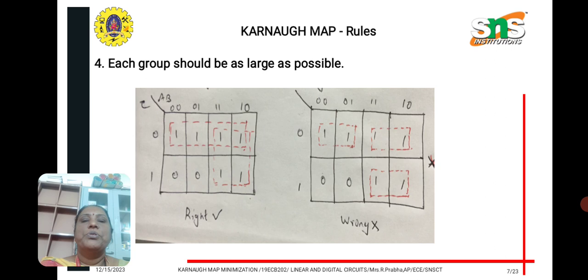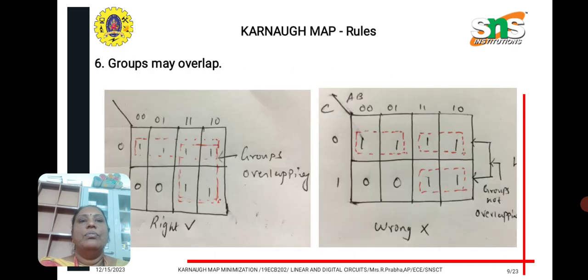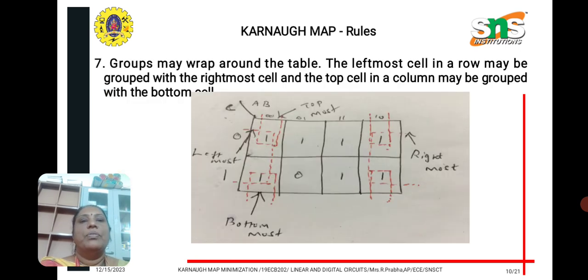And each group should be as large as possible. So we have to try for grouping maximum number of ones. And the fifth rule, each cell containing a 1 must be at least in one group. Sixth rule, groups may overlap. So we can group ones which can be overlapped. So the seventh rule we see is groups may wrap around the table. The leftmost cell in a row may be grouped with the rightmost cell, and the top cell in a column may be grouped with the bottom cell, as in the diagram.